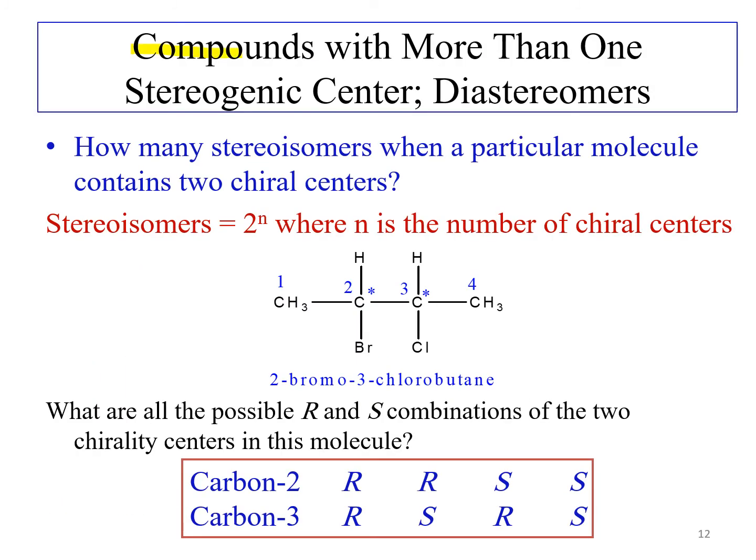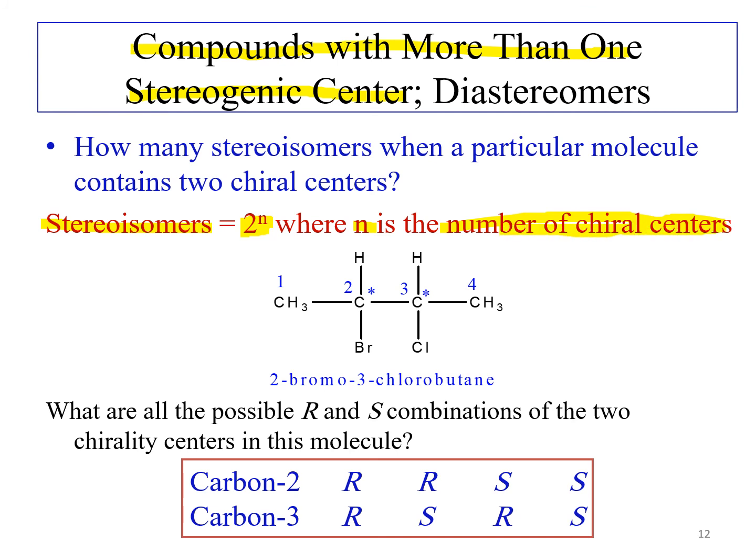So here we have the compounds with more than one stereogenic center, which are also called diastereomers. For such molecules, we have a formula to calculate the number of stereoisomers. The number of stereoisomers is represented by this formula, 2 raised to power n, where n is the number of chiral centers or chiral carbons in most scenarios.